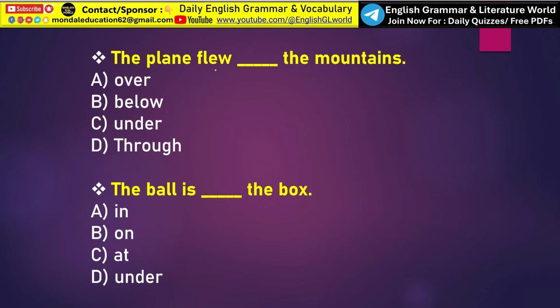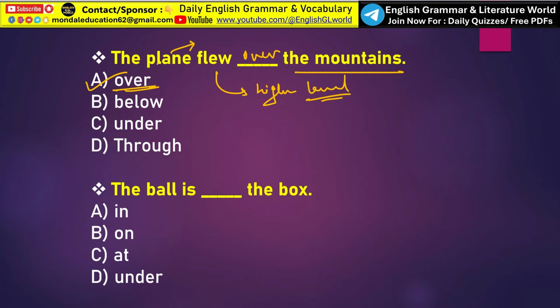Next, the plane flew dash the mountain. In this sentence, the correct preposition is option A, over, because over is used when something moves above another thing from one side to another side. In this sentence, the plane is flying at a higher level. Okay, that's why we have to use preposition over. So the plane flew over the mountains.